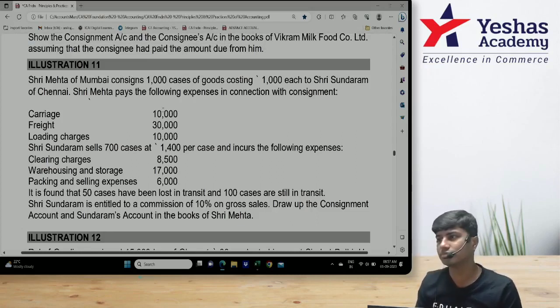Consignee. Oh, one more song is there, Mehta. I remember that.